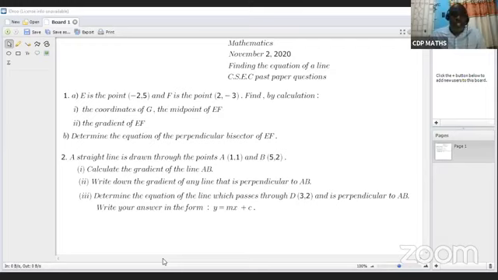So it's a number two all out. Question number two, this exam question, they go all out. So they ask you for the gradient, they ask you for the gradient of the line perpendicular to AB, and here they're asking you now for the equation of the line. All right, so this is all out.